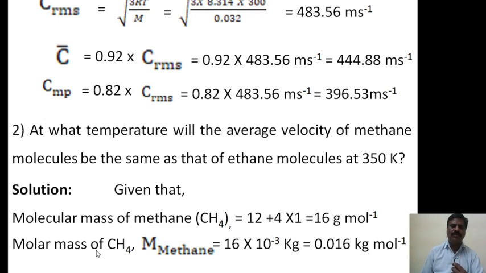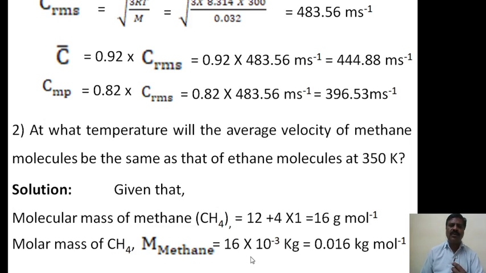This is the molar mass of methane. We can convert gram per mole into kg per mole. Therefore, the molar mass of methane, M methane, is equal to 16 into 10 raised to minus 3 kg, and this is equal to 0.016 kg per mole. This is the molar mass of methane.